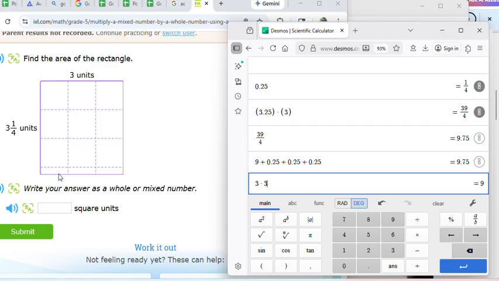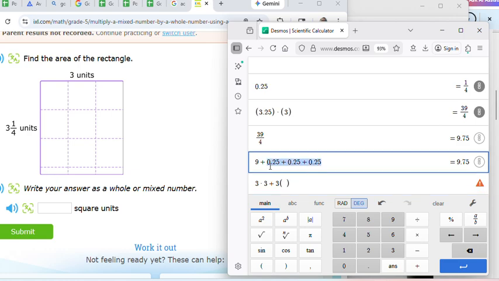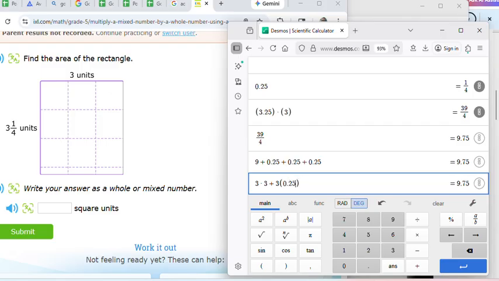And then now let's do the area down here. And then we would be adding that in there, right? It appears to be 1, 2, 3 units, so 3 times, and then these are 1/4 units, which is matched right here. And there we get 9.75.